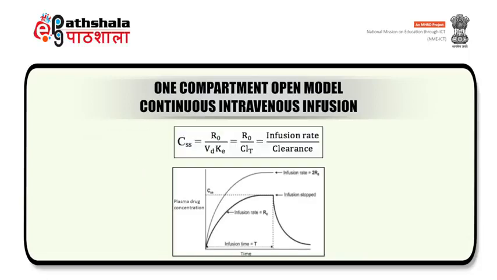At steady state, R0 by VDKE is equal to R0 by CLT, that is the infusion rate divided by clearance. So, in order to calculate the steady state concentration, if the infusion rate is known and clearance of the drug is known, the steady state concentration can be calculated.